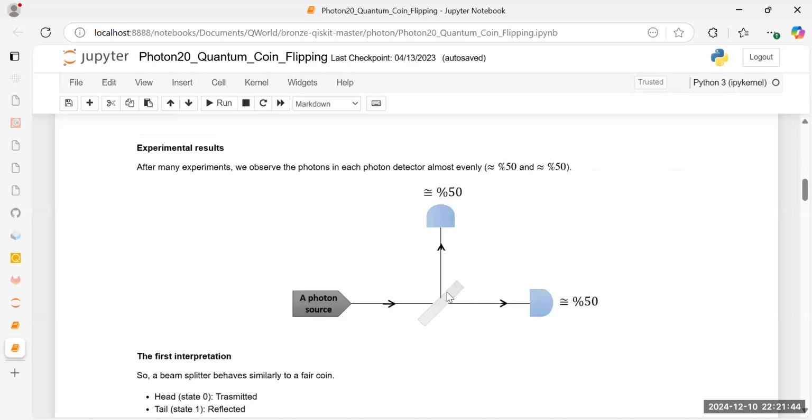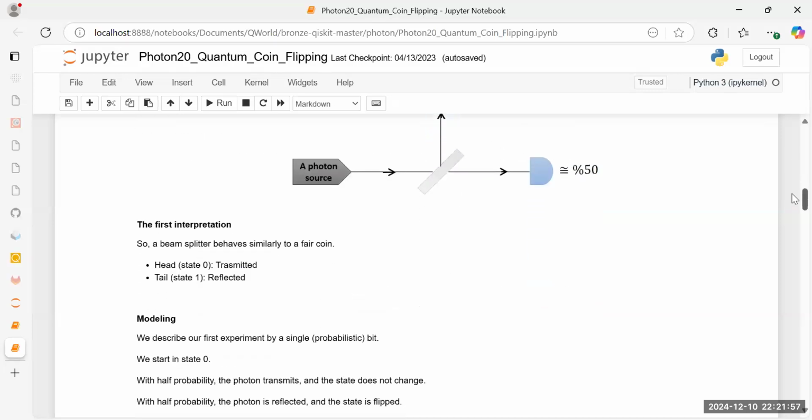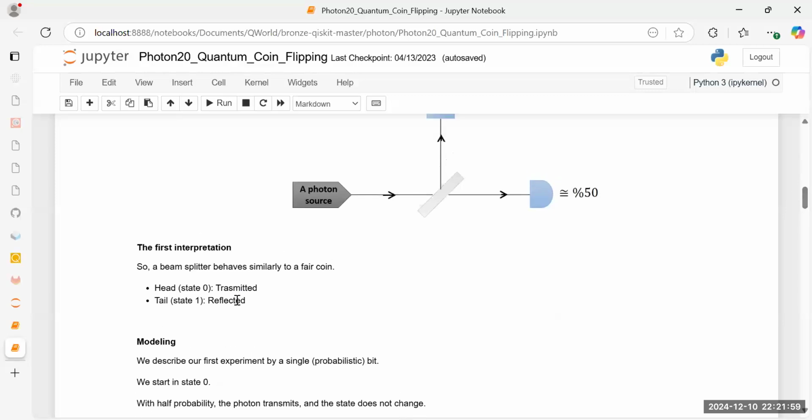Okay, so our beam splitter behaves similar to a fair coin toss. So there's an equal probability that it's transmitted and reflected. So as you can see, if it's transmitted, we can think of it as our coin landing on head. And if it's reflected, we can think of it as our coin landing on tail.